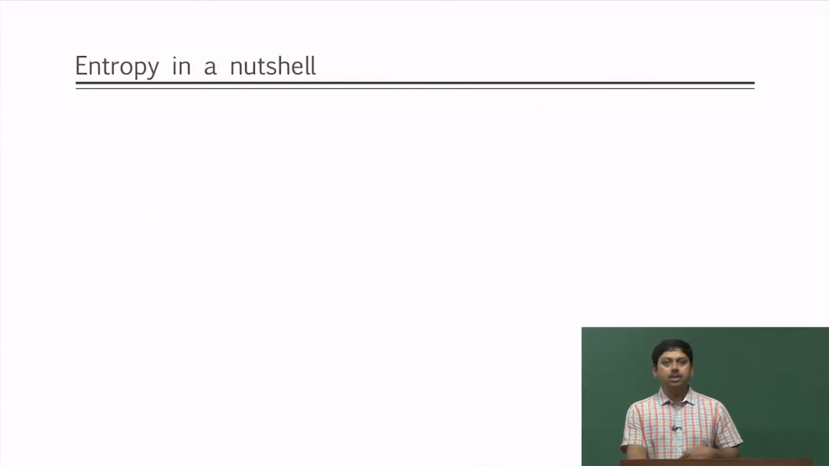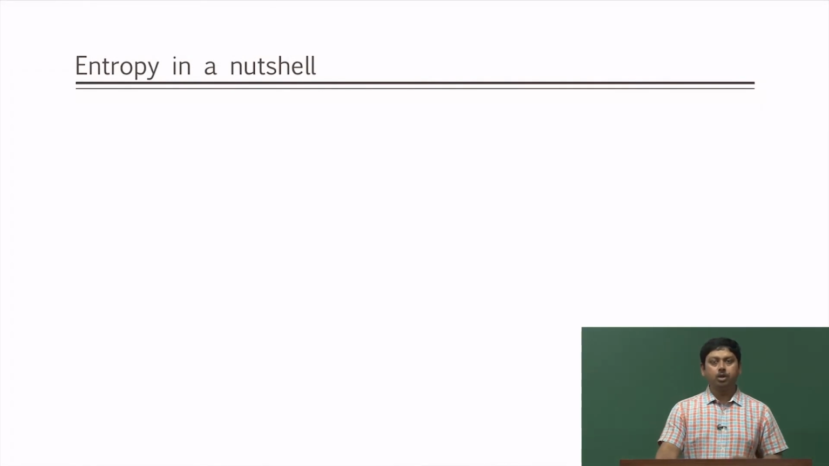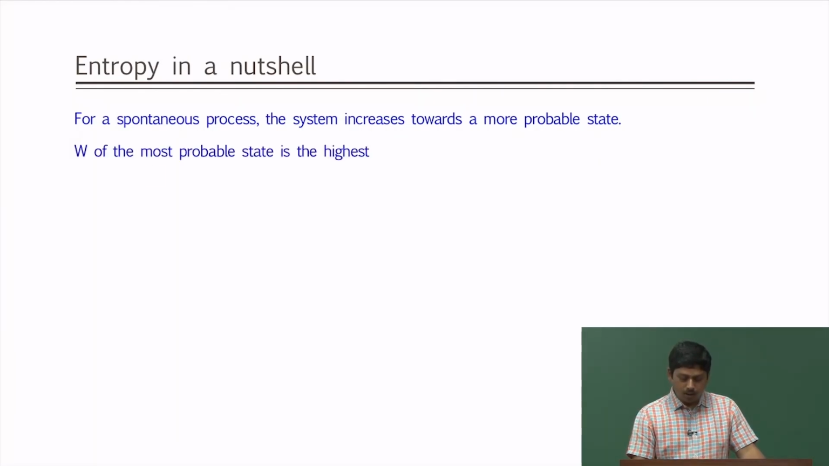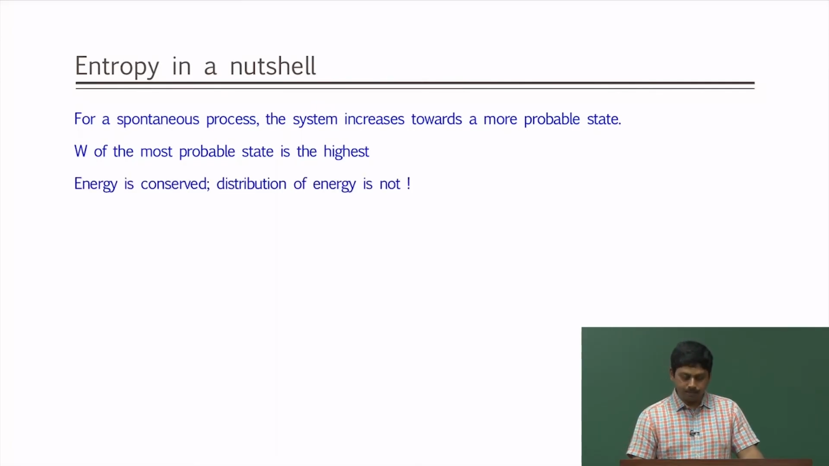So, now a brief review: entropy in a nutshell is that for a spontaneous process, the system moves towards a more probable state. That was the second law of thermodynamics from the statistical point of view. W of the most probable state is the highest. So, when you calculate W from many different distributions, the W corresponding to the most probable distribution will have the highest value, and that is the only one that you have to take.